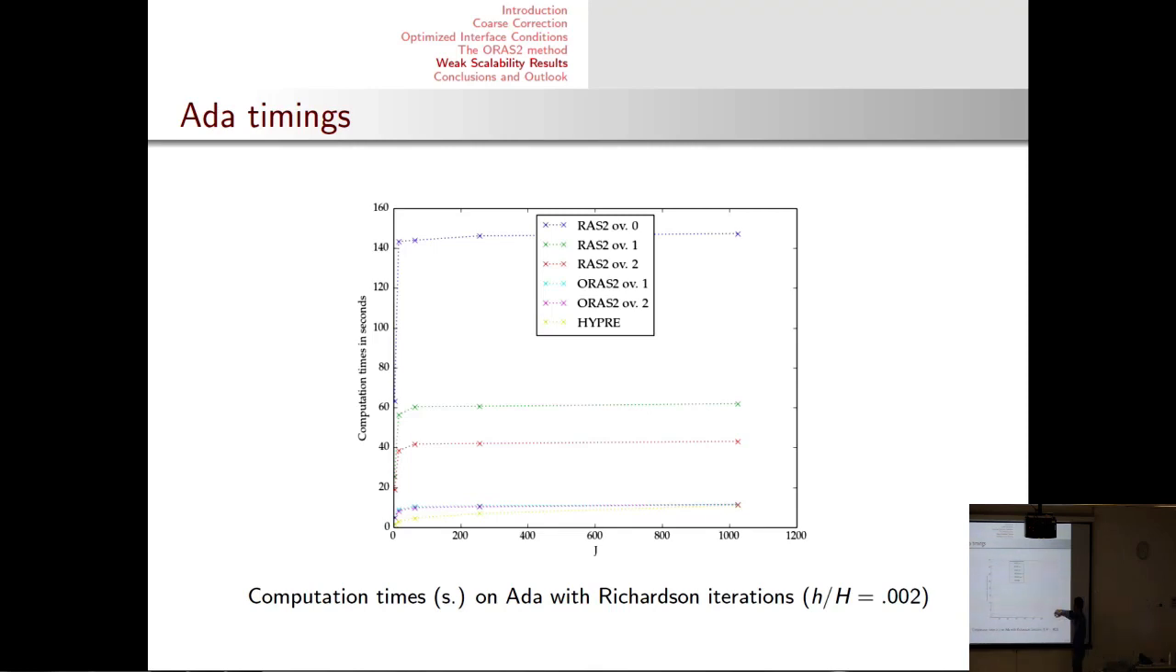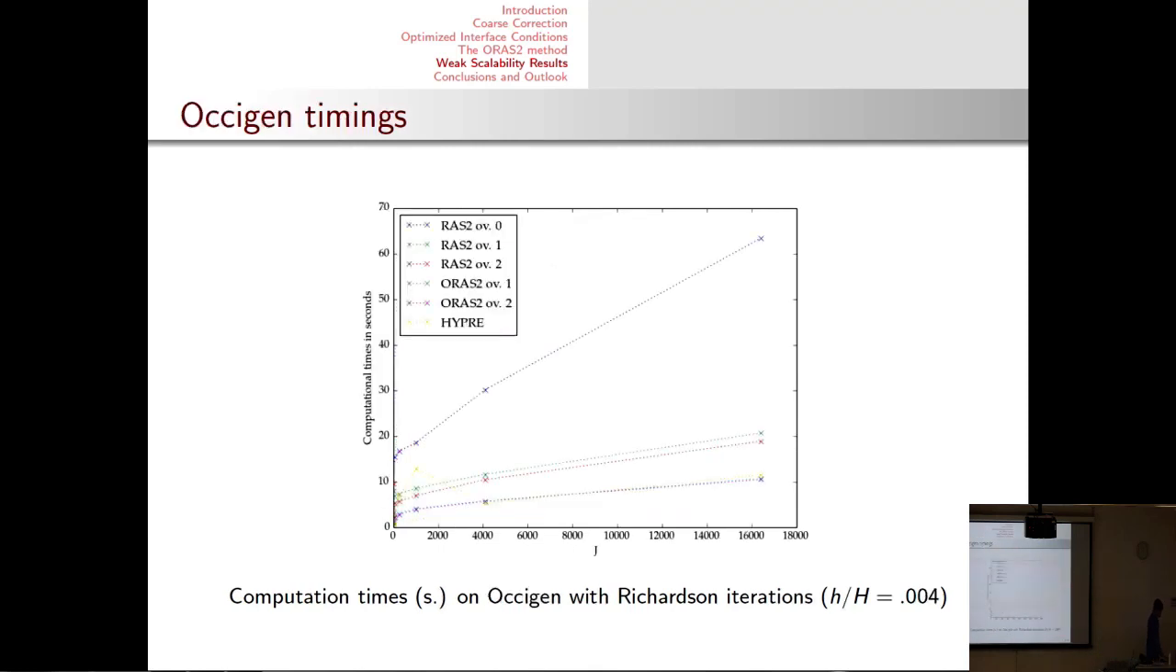So here again, RAS is here, ORAS is here, ORAS2 is here, and hyper is here. So again, our results are competitive, I would say, with the default hyper results. So this is up to 1,000 cores, so I wanted to go higher. And so I used the Occigen machine, so I could go up to 16,000 cores. And so the results are quite the same. So the ORAS2 and the hyper are all together here in terms of timing.